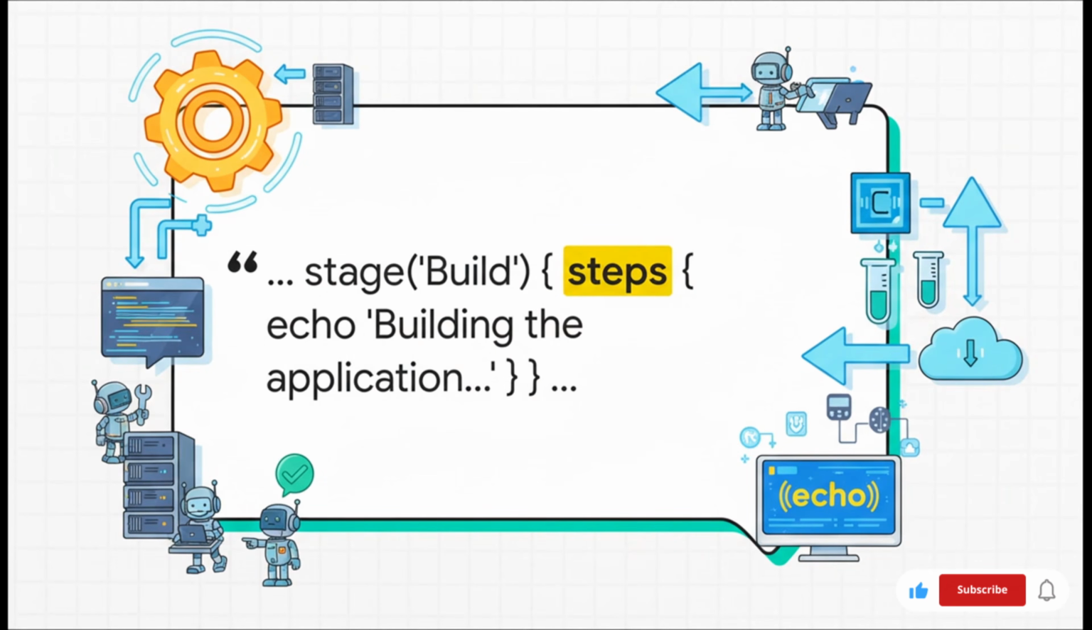Finally, we get to the real action, the steps. Inside every single stage, the steps block is where you define the actual commands to execute. This is where you'd compile your code, run your tests, or in this super simple case, just print a message to the console with the echo command.